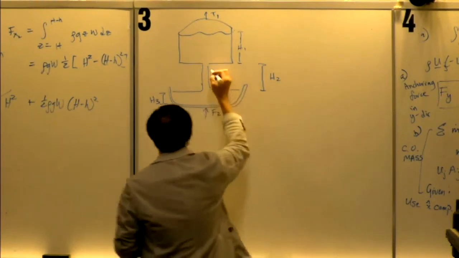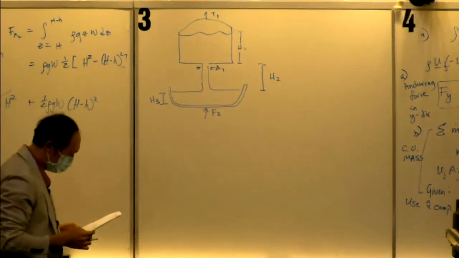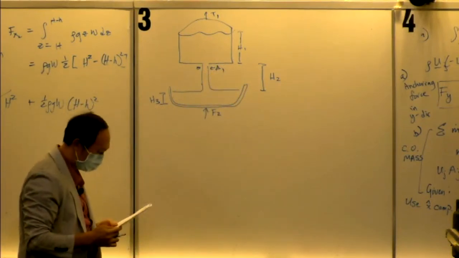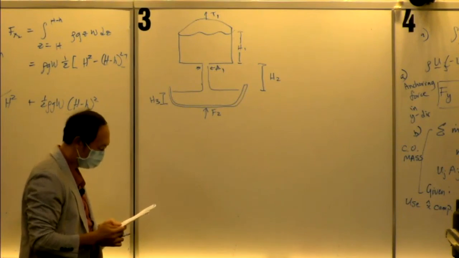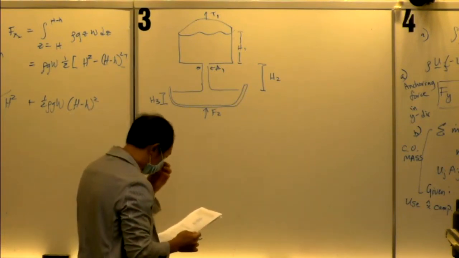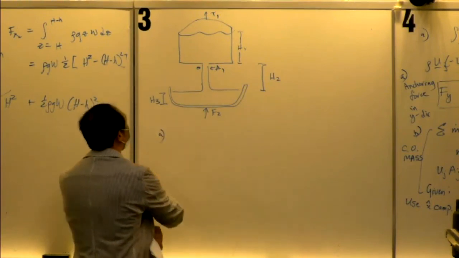All right. So they say, what is the tension T supporting the tank? What is the force F2 to support the dish? All right. So part A.